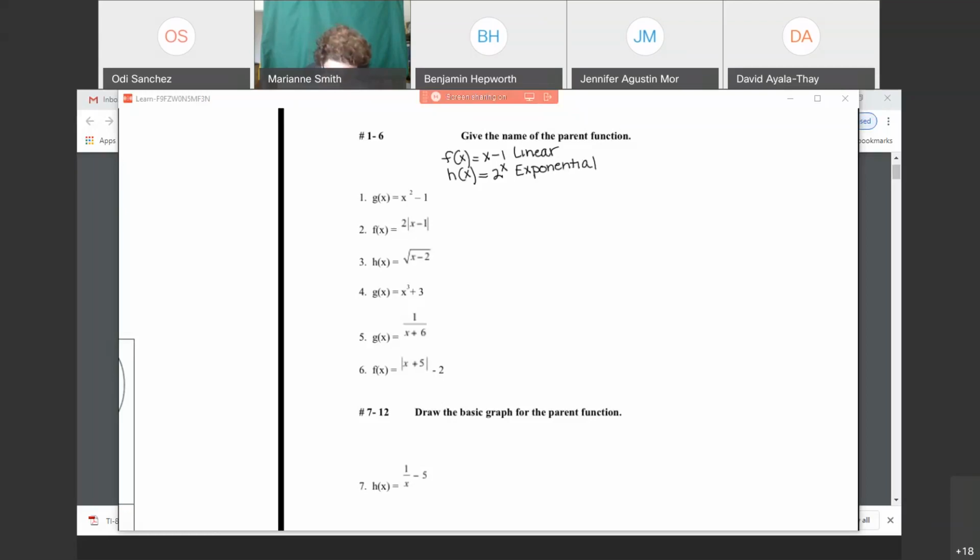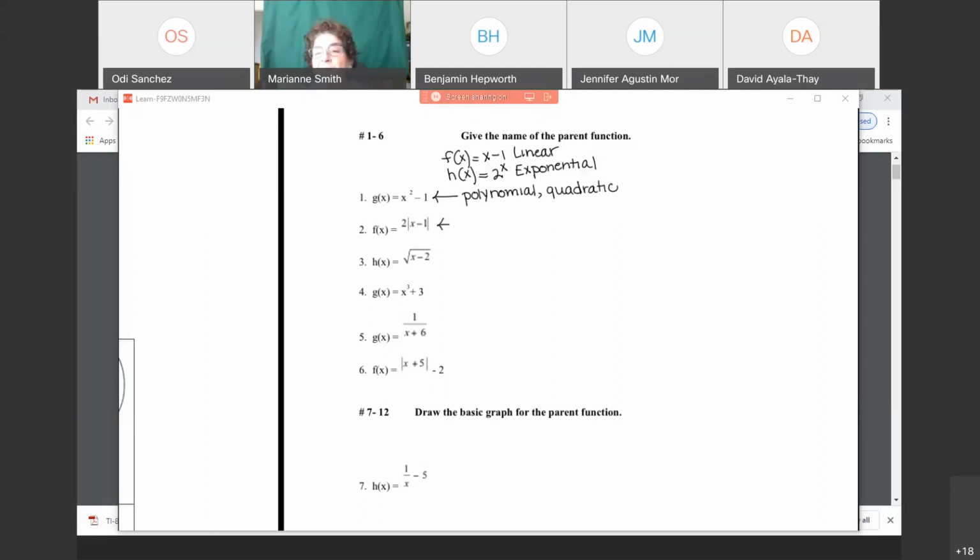That means this guy must be something else. It's not linear, because there's a 2 as the exponent, and it's not exponential because the x isn't up in the exponent. So what do you think? Anybody got any other guesses what it might be? Polynomial, good for you. It's a polynomial in general, and because it's degree 2, it's quadratic. So polynomial, quadratic.